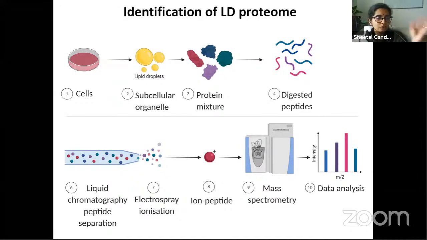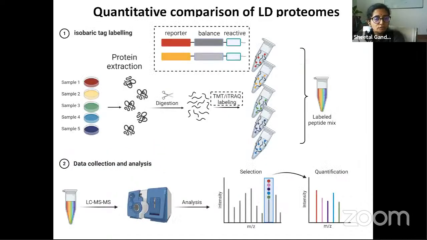Now, the question that we had was not what are the proteins present on the droplet. The question that we had was, how does Mycobacterium tuberculosis alter the proteome of lipid droplets? So for that, we had to compare the lipid droplets of cells that are infected and not infected, or cells that are under two different conditions. To be able to quantify the proteins across different conditions, we use quantitative proteomics.